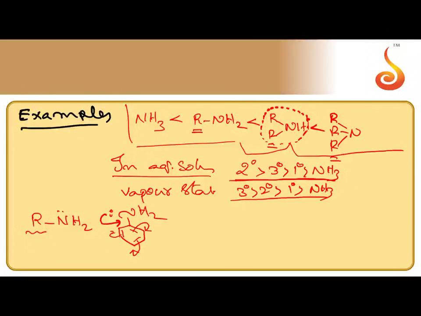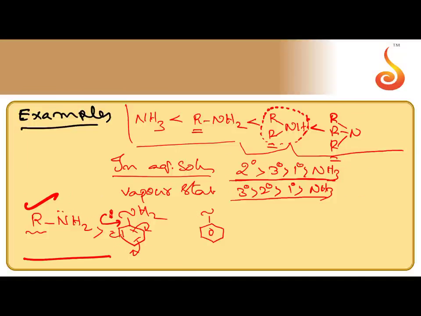So whenever lone pair is in conjugation, delocalization takes place and the availability of lone pair is less to take H plus. That's why basic strength decreased. So if lone pair is less available, basic strength decreased. That's why aromatic amines are weaker bases when compared with aliphatic amines.